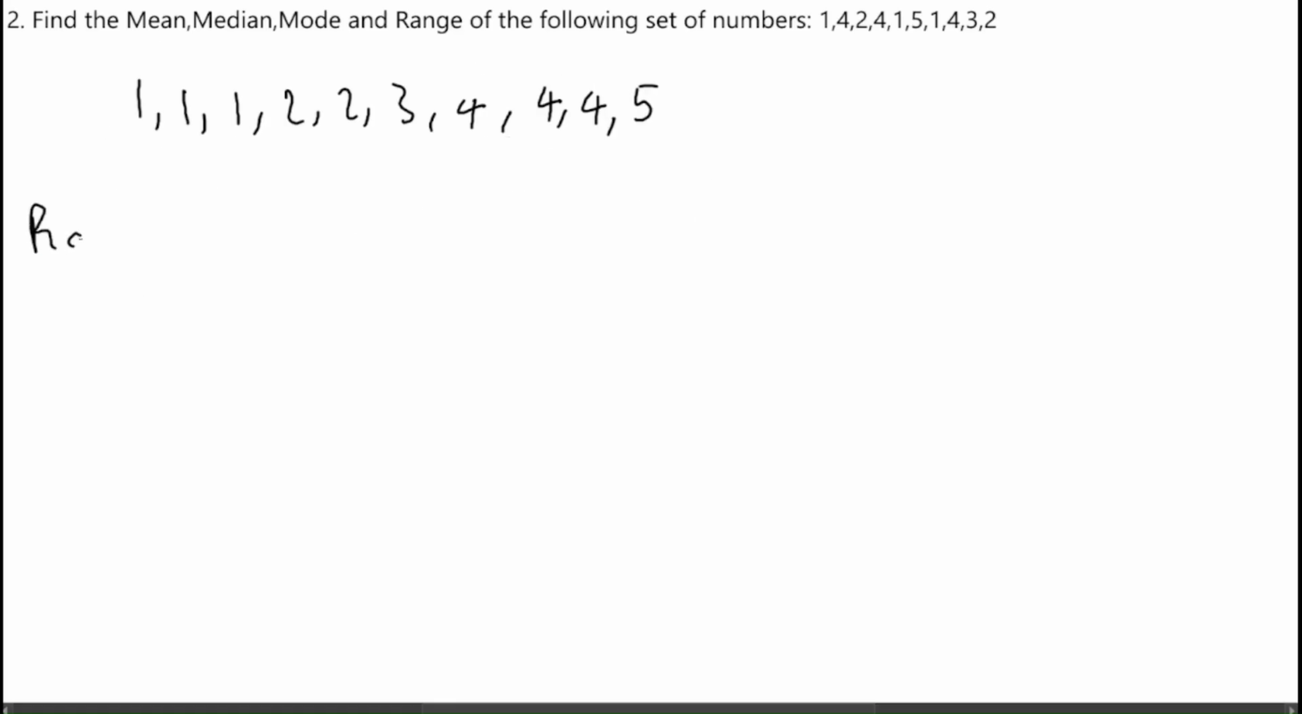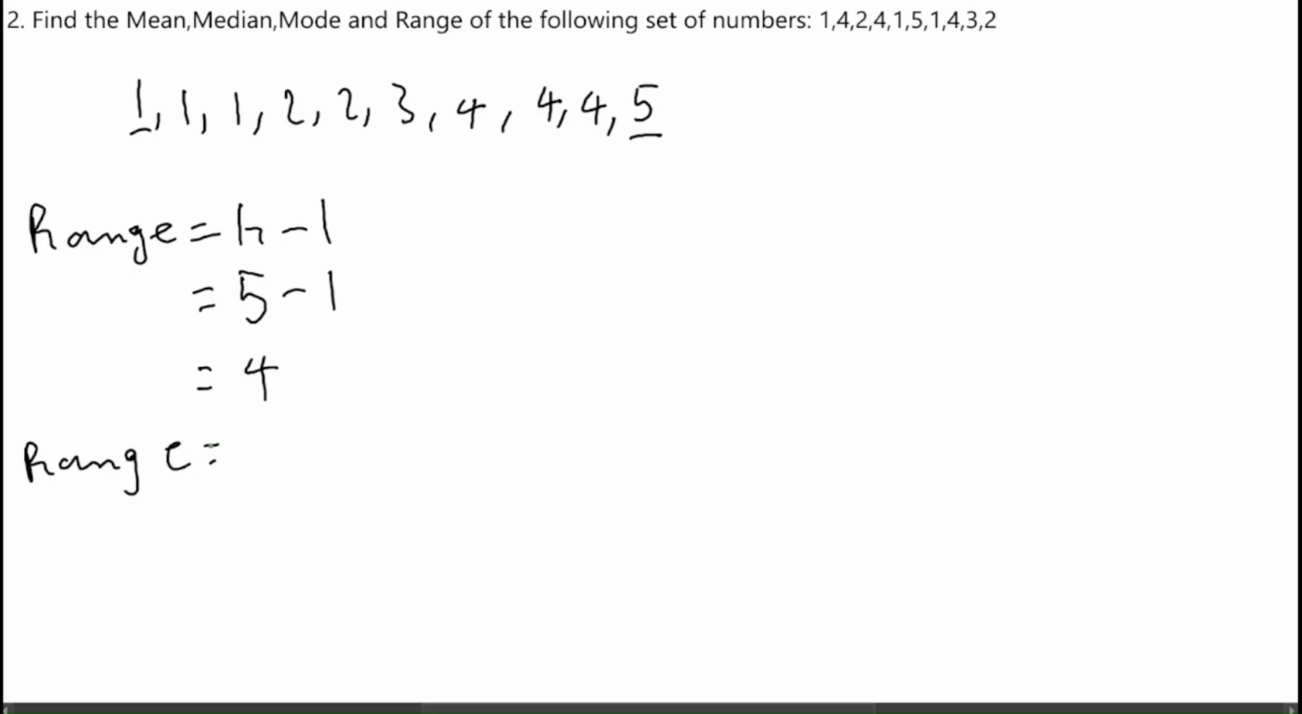Then the next is range. To find the range, highest number minus the lowest number. So the highest data here is 5 and the lowest is 1. So the range is gonna be 5 minus 1. 5 minus 1 is 4. So the range of this data set is 4.